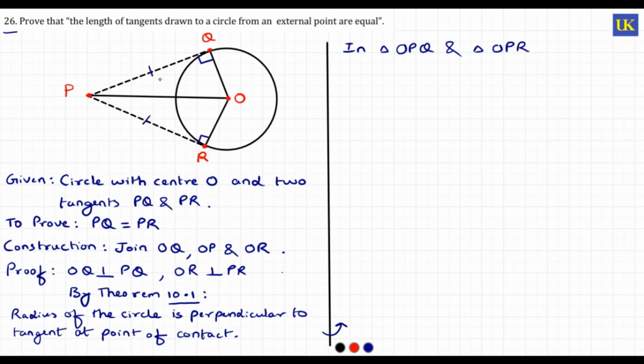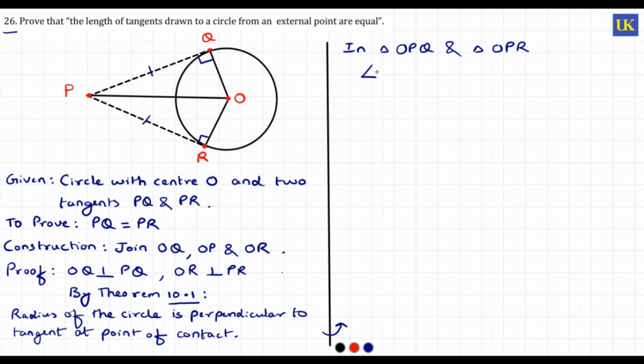Okay. So basically this upper triangle and this lower triangle is what I am taking. Now I want to prove them congruent, and once I prove them congruent, then by using CPCT I will say that PQ is equal to PR. So this is my plan.